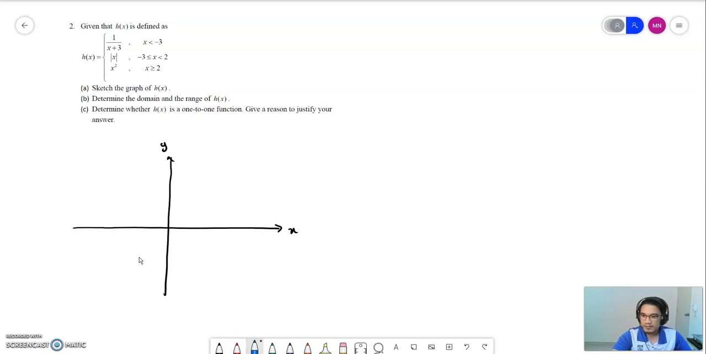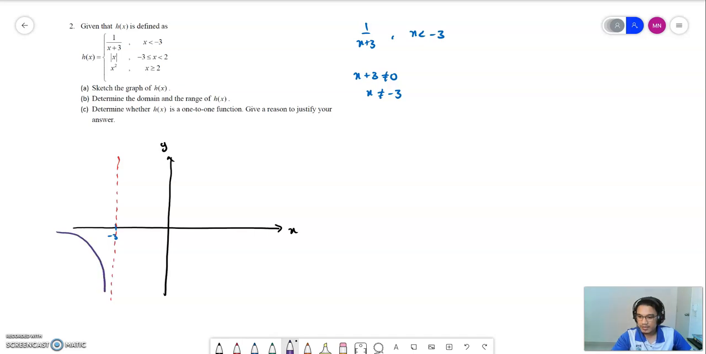Firstly we have h(x) = 1 over x plus 3, in the region where x is less than negative 3. From the rational function we know that x plus 3 cannot be equal to 0, so x cannot be equal to negative 3. So we have the asymptote right here at negative 3. First we draw the asymptote, then we sketch the graph. The graph will be shaped like this for a rational function.